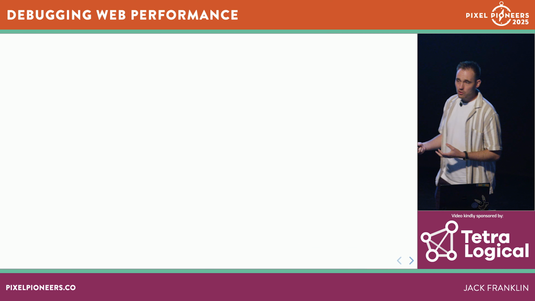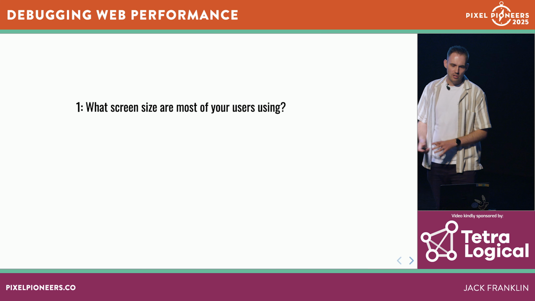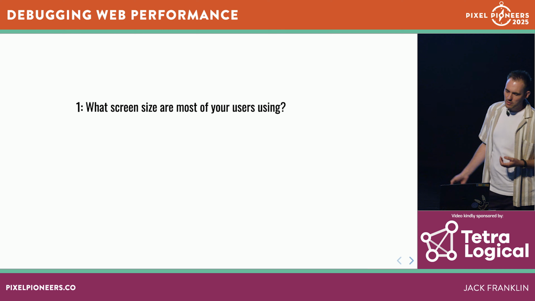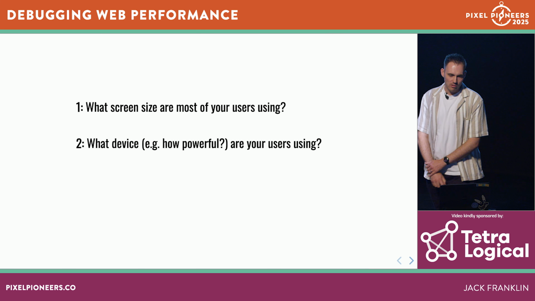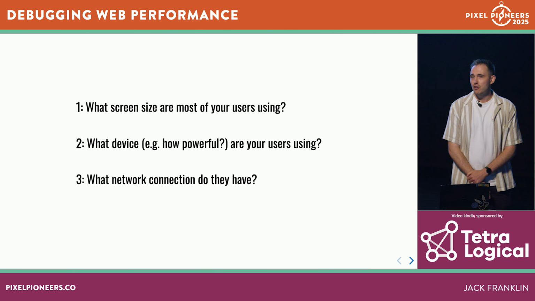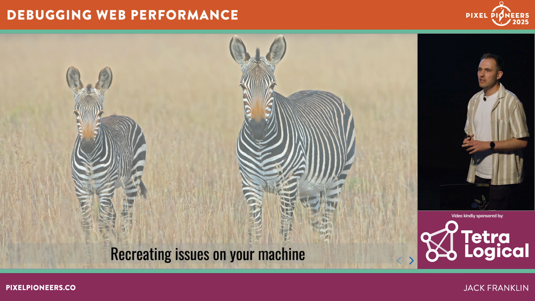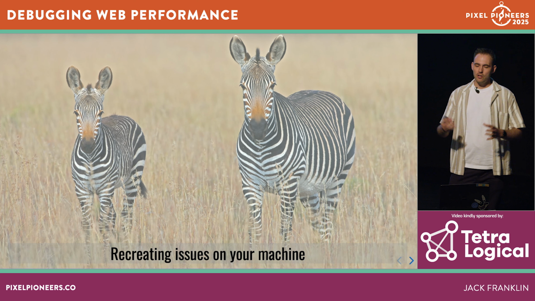In my experience, there are three things that are really important to at least try and approximate when you're trying to reproduce a performance issue. What screen size? Are you mostly mobile or desktop or somewhere in between? What device, as in how powerful on average is the device that your users are most often using? And then finally, what on average network connections do they have? Because then if we do that, we can try to recreate these issues on your machine and really try and get a representative sort of reproduction of them.